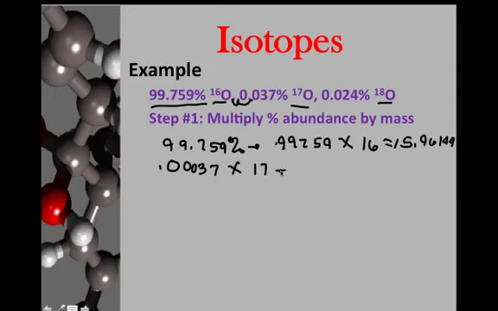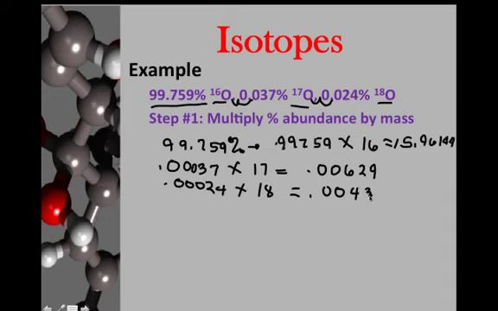You ready for that answer? 0.00629. The third one: all of these masses, by the way, have units of atomic mass units, AMU. I think we talked about that in the first podcast. Now move the decimal twice, so now we have 3 zeros. 0.0024 times 18, and I get 0.00432.